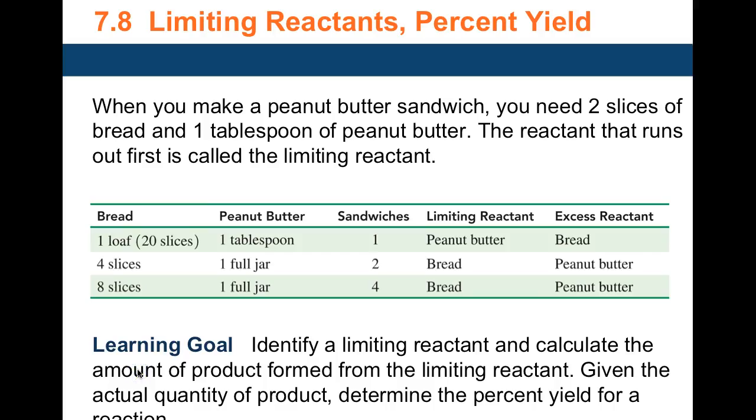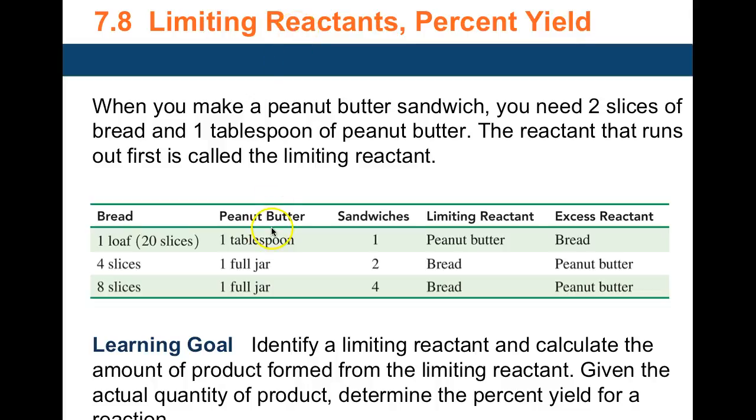Okay, continuing with chapter 7. So 7.8 is limiting reactant. Now, limiting reactant is that reactant which determines how much of the final product is going to be formed, all right? So the amount of product formed is referred to as the yield, all right? So how much of the yield of product is formed is determined by the limiting reactant, all right?